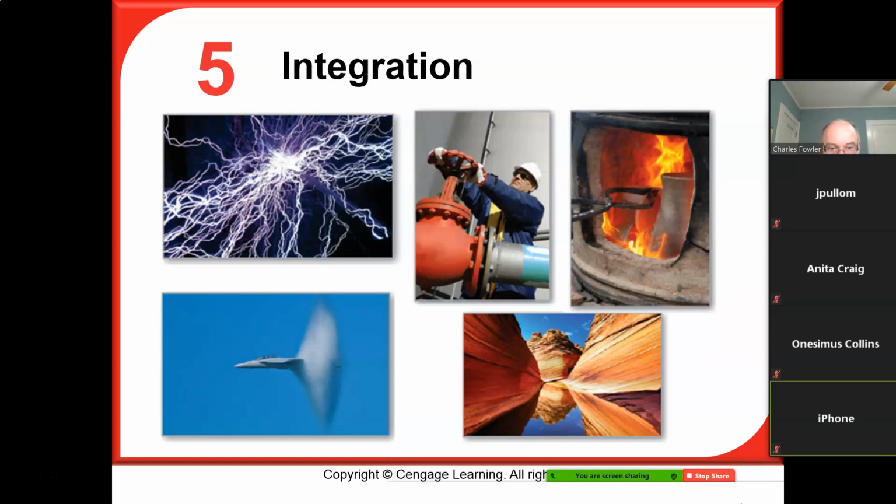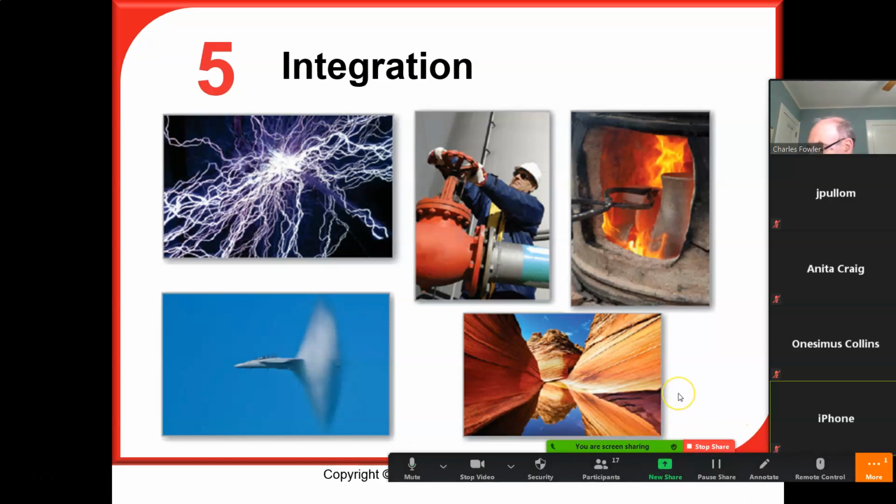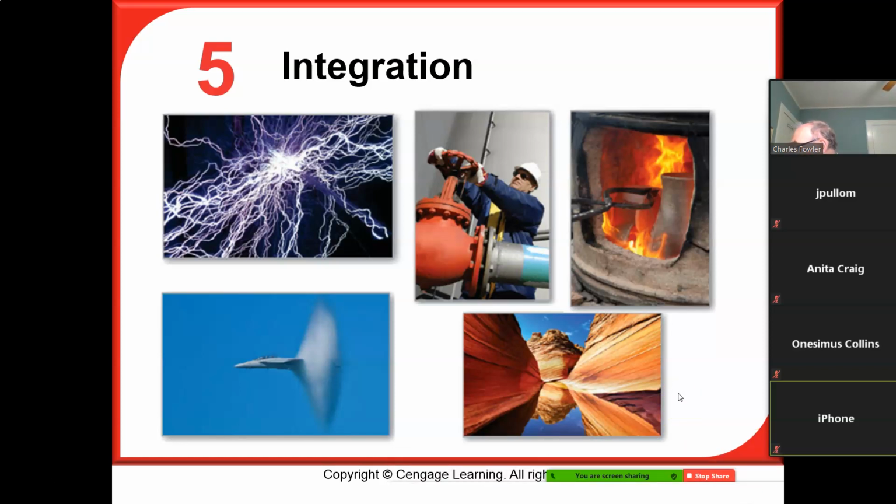Okay. Let's see how many people we have. 16. Yes, good deal. Okay. So chapter 5 is still dealing with integration.